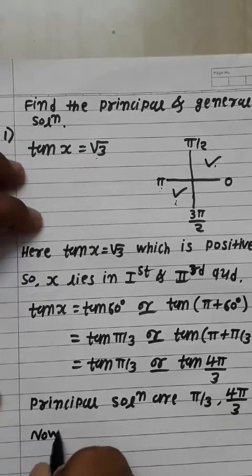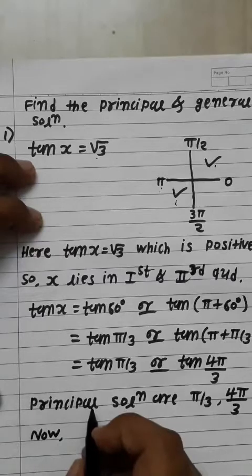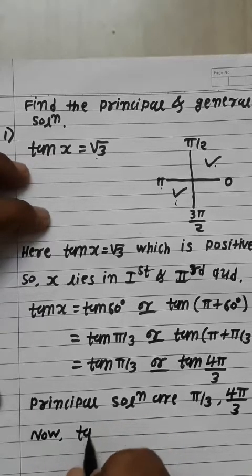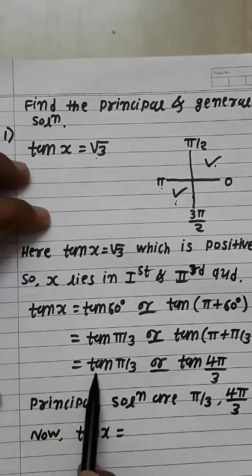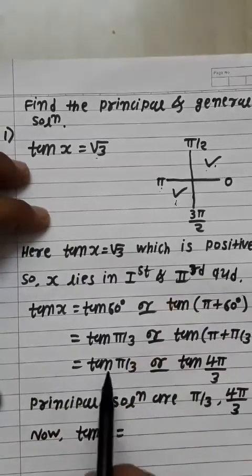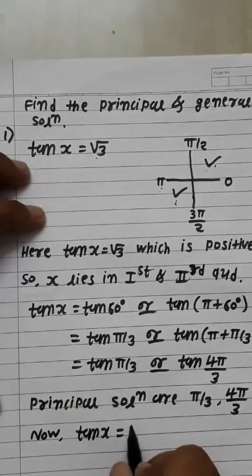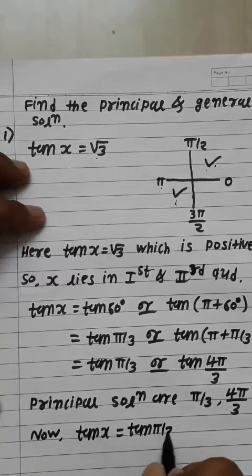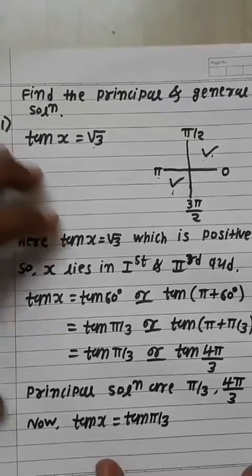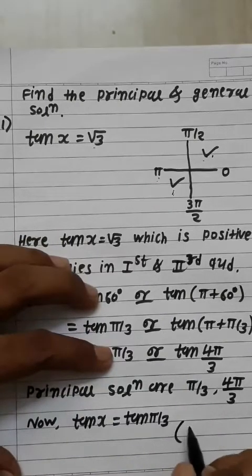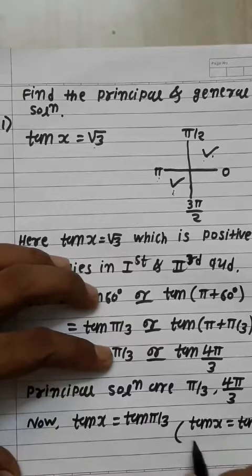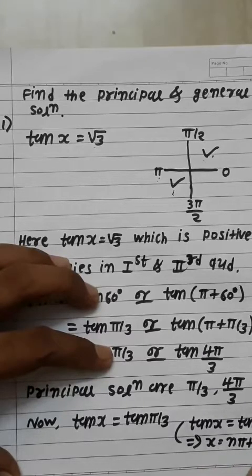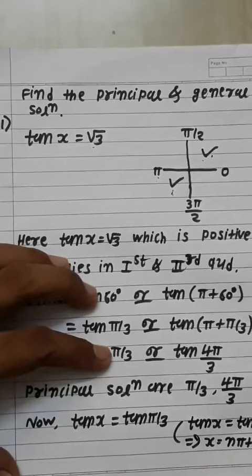Now find out the general solution. So tan x, here we get two values, but we can consider only one value. Tan is positive in the first quadrant, so here we consider only the first value, 4 pi by 3. So tan x is equal to pi by 3. Now, we already discussed this result: tan x is equal to tan y implies x is equal to n pi plus y, n belongs to Z.